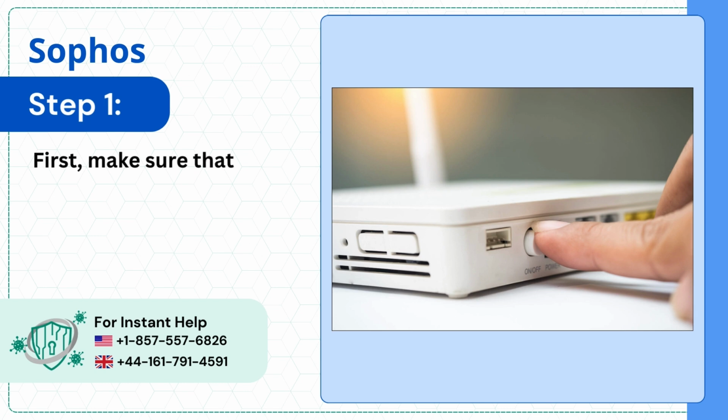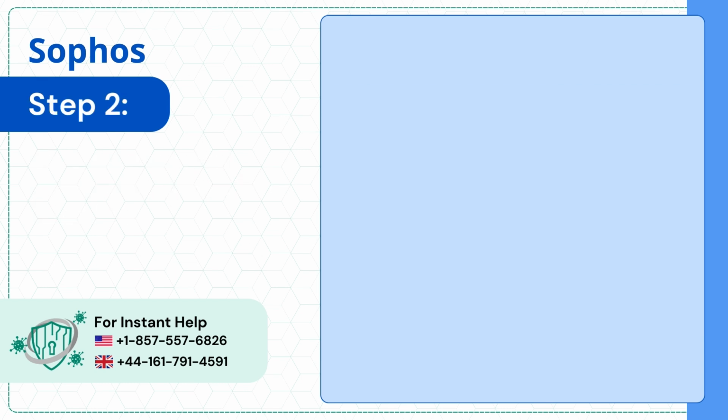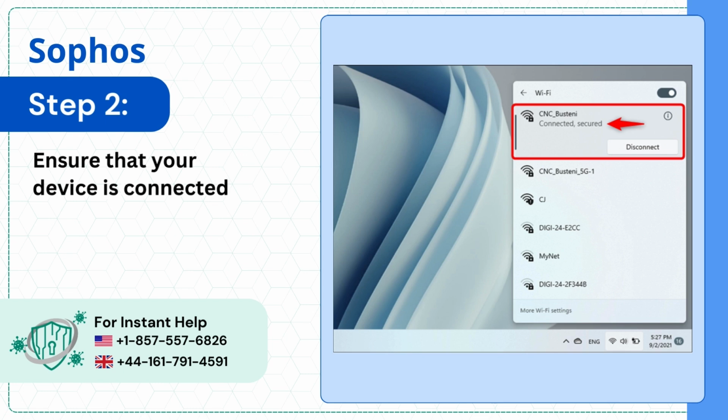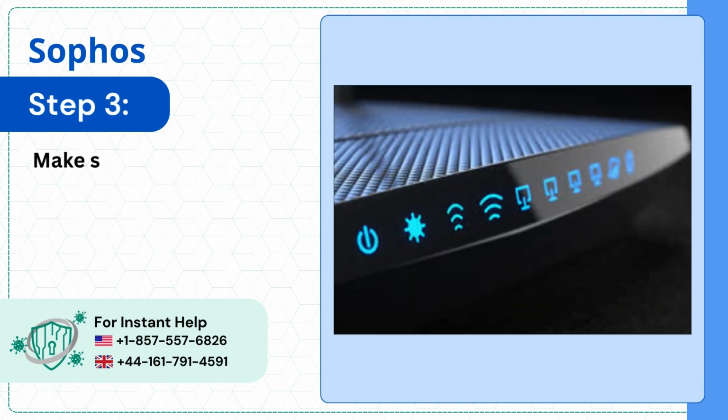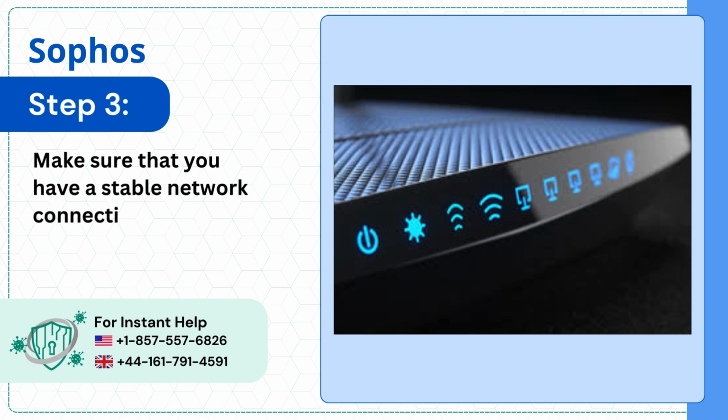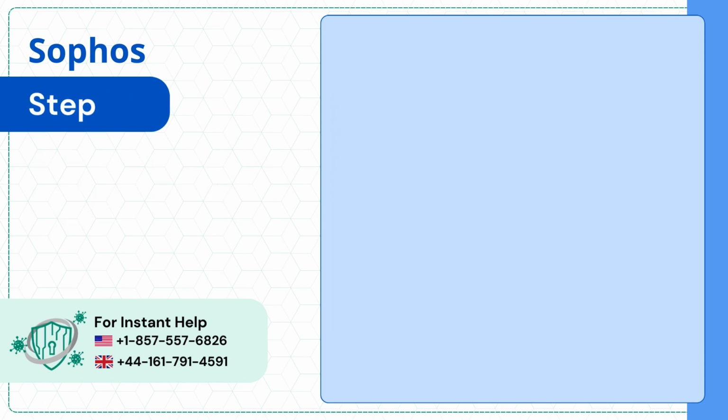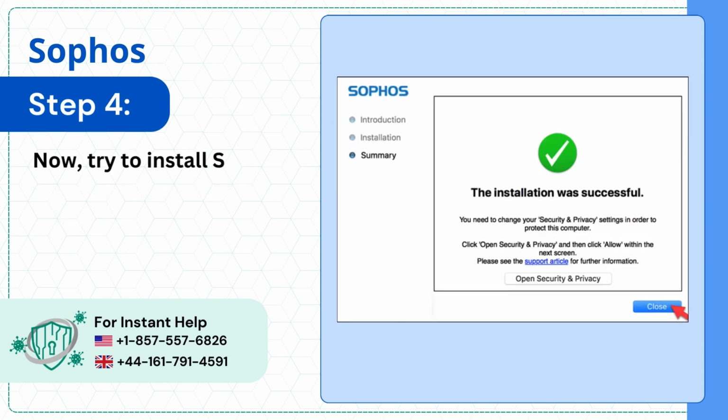Step 1. First make sure that your wireless router is turned on. Step 2. Ensure that your device is connected to the wireless network. Step 3. Make sure that you have a stable network connection. Step 4. Now try to install Sophos Antivirus.